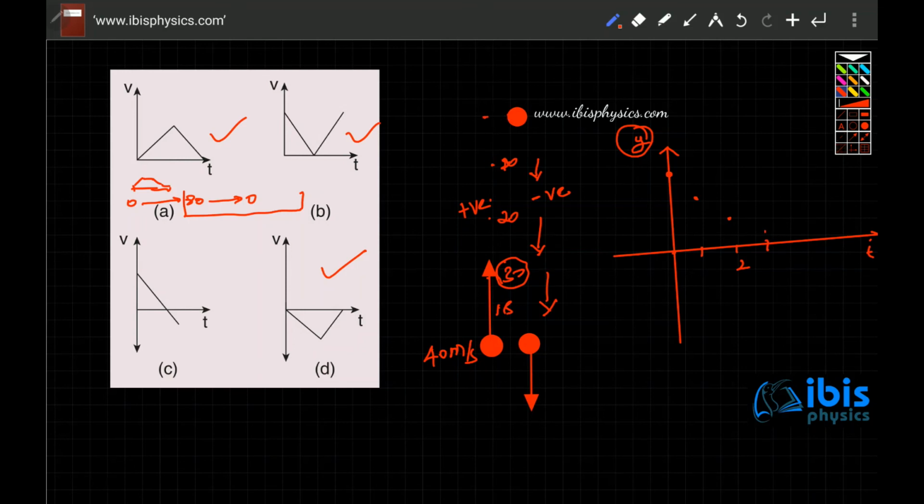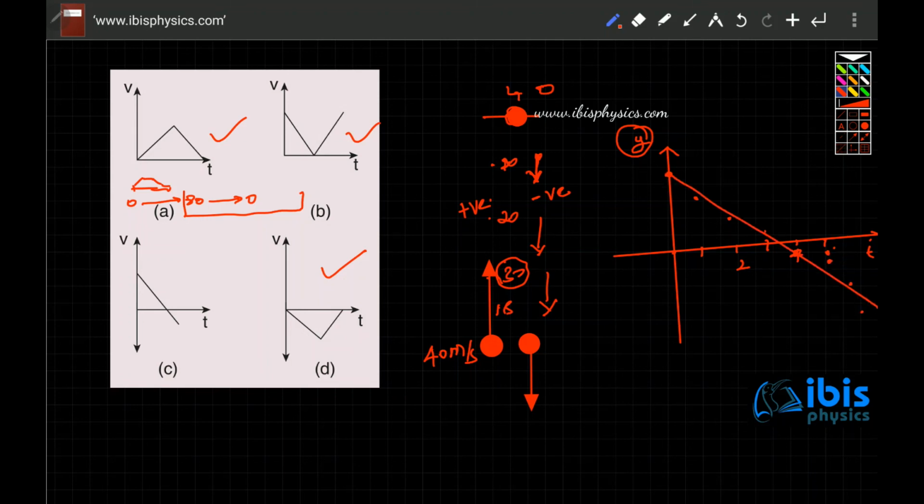And then finally at the highest point, at the 4th second, the object is at the highest point, its velocity is 0. And then 5th second, 10 meter per second, but the object is coming down. So the velocity is negative. So the direction of motion has changed. So 5th second, the velocity is minus 10. 6th second, minus 20, and then minus 30.